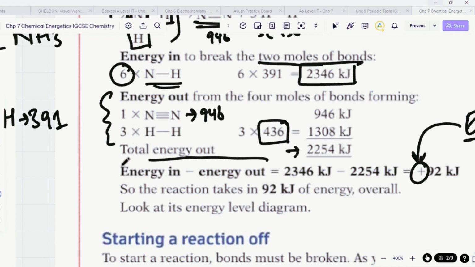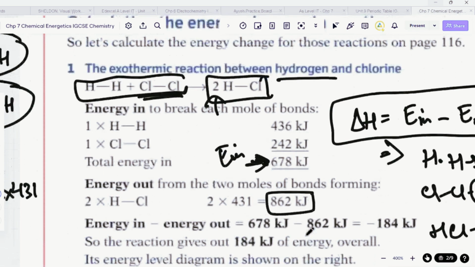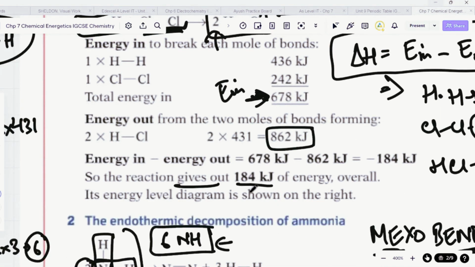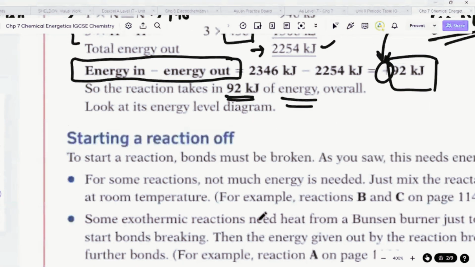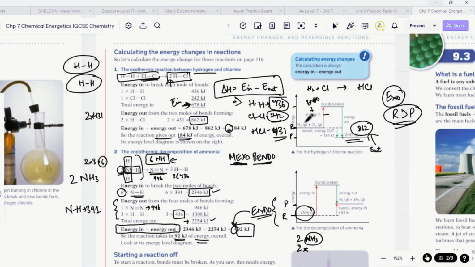What is the formula? Energy in minus energy out. I simply subtract this value from this value. My answer is what? 92. The positive sign is representing that the reaction takes in 92 kilojoules of energy. Before it was what? Giving out 184 kilojoules of energy, as my answer was in a negative value. This was showing that it is an exothermic reaction. This here is positive, so it is representing that it is an endothermic reaction. Is all of this clear to all of you?